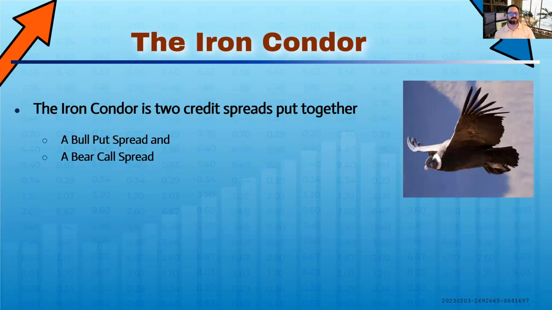Now, the iron condor, somebody has mentioned that earlier, the iron condor is nothing more than those 2 spreads put together. If you do all of those spreads, you do 4 options. You sell a put, buy a put, sell a call, buy a call. If you do all 4 of those, that's called an iron condor. It's a bull put spread and a bear call spread. That's all. Volume does affect the spreads, absolutely.